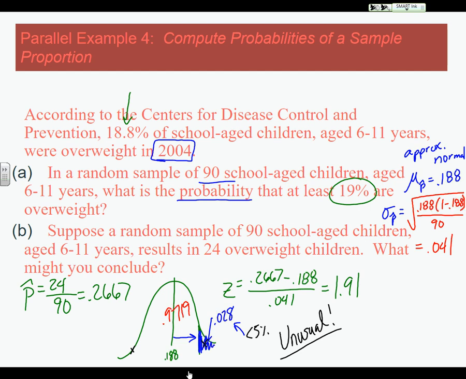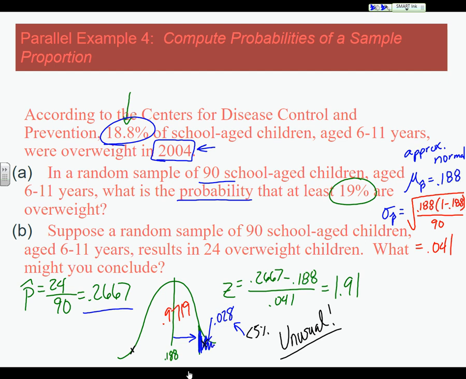The fact that, remember I said 2004, that was a long time ago? Maybe this 18.8% should be moved a little bit. Maybe it should be moved closer to my 26.67%. A lot's happened with 6 to 11-year-olds since 2004. We have a lot less of them participating in rec leagues. We have more iPads. We have more video games. So maybe this needs to be revisited and that 18.8% gets thrown out because we got something that's unusual.